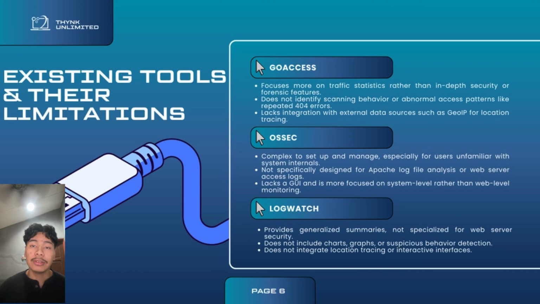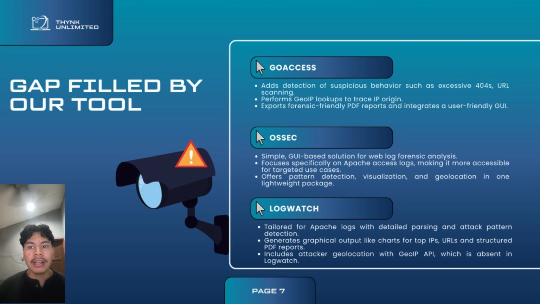Let's go through one by one. First is GoAccess. We have no scanning, behavior, and detection. For OSSEC, it's very difficult to set up and configure, and for Logwatch, it's not attractive and lacks detailed visualization. To fill the gap of the tools, we try to propose a different kind of way.